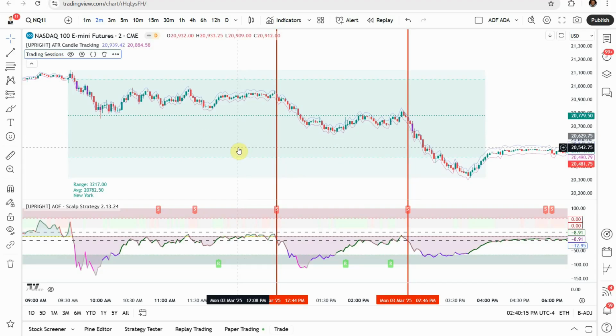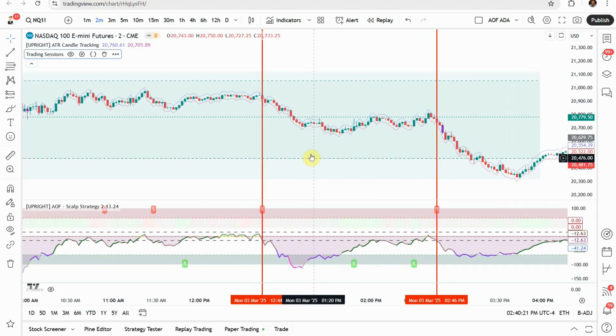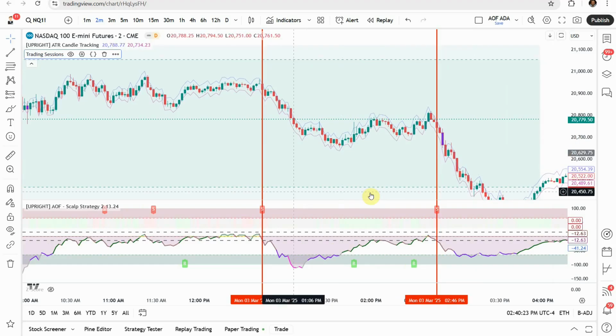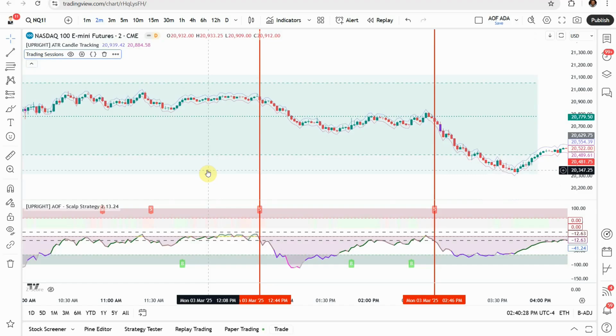Like I said, the first rule is that we're going to be within the New York session. What we're going to do is take a look at this without bar replay, and then we will take a look at it in bar replay. Now let's go over the indicators real quick.